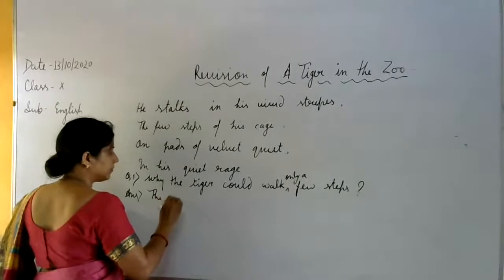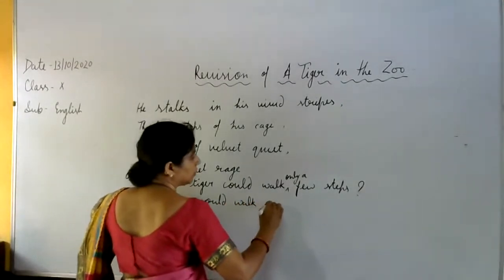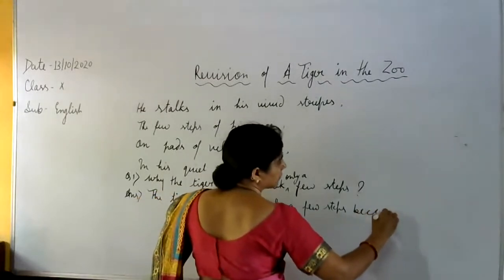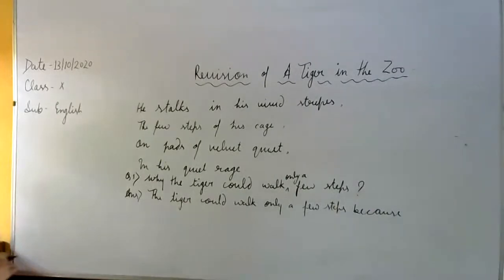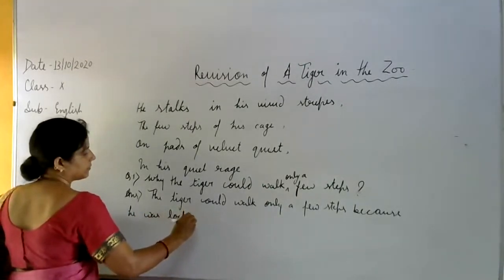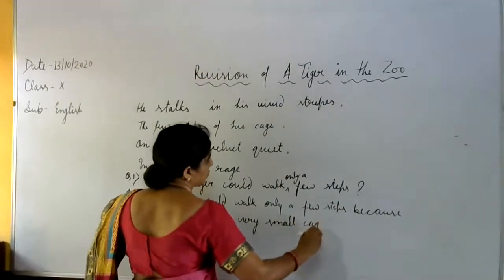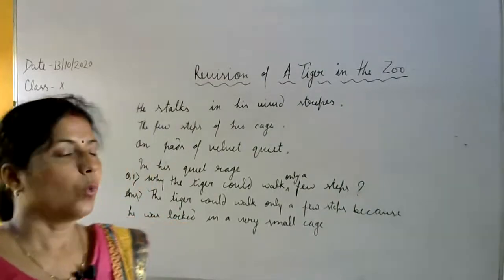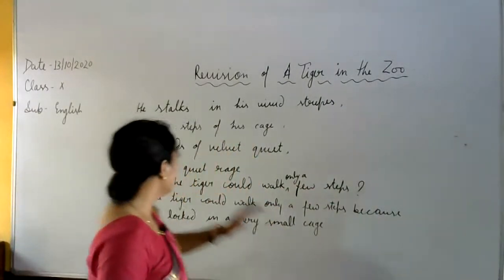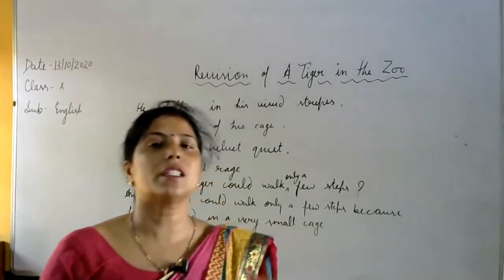So the answer will be: the tiger could walk only a few steps because he was locked in a very small cage, because there is no place. So you can see the answer of this question: the tiger could walk only a few steps because he was locked in a very small cage in the zoo.